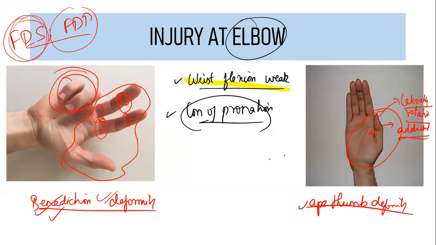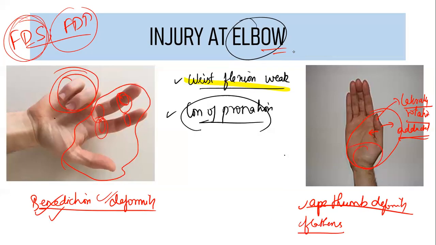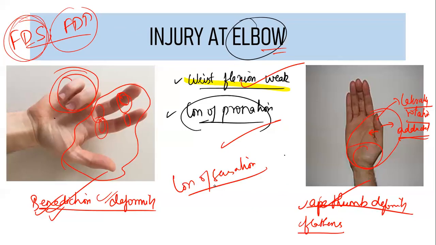Not only that, just observe the thenar prominence. The thenar muscles will flatten because they are supplied by the recurrent branch of the median nerve. The injury is at the elbow level, so there is no supply to the thenar muscles. Hence, there is thenar flattening. Right. So these are the points: loss of pronation, weak wrist flexion, benediction deformity, ape-thumb deformity, and loss of sensation, because of the palmar cutaneous branch and even the palmar digital branches. These are the various presentations if the injury is at the level of the elbow.